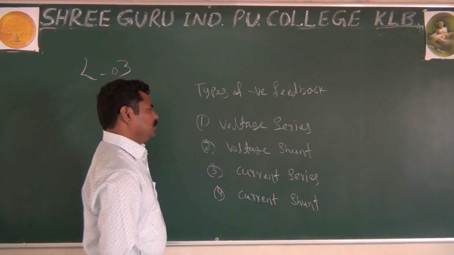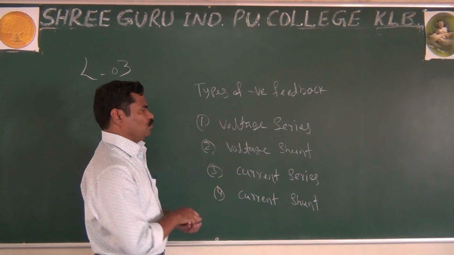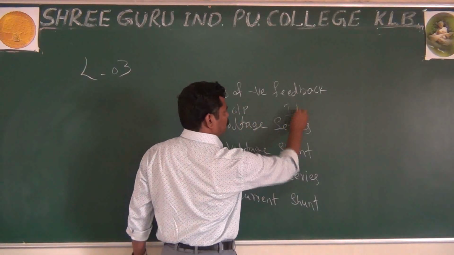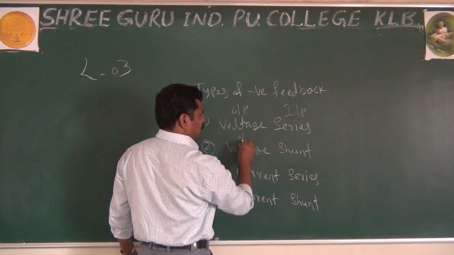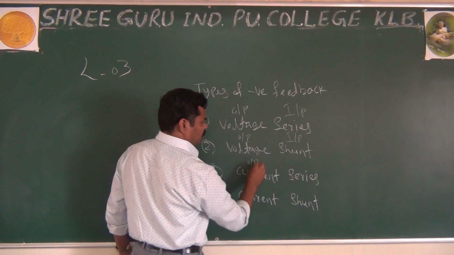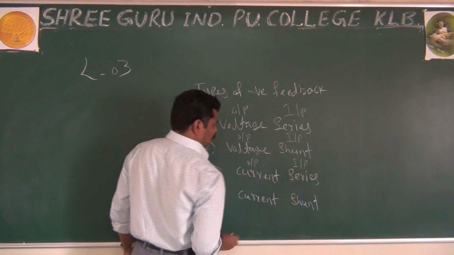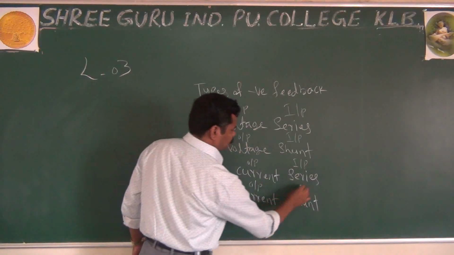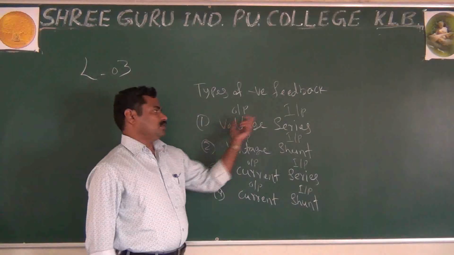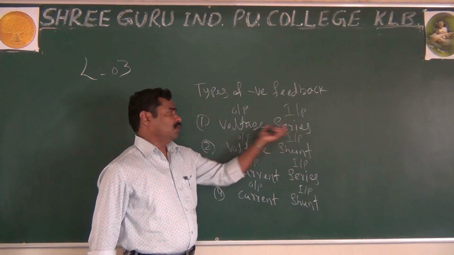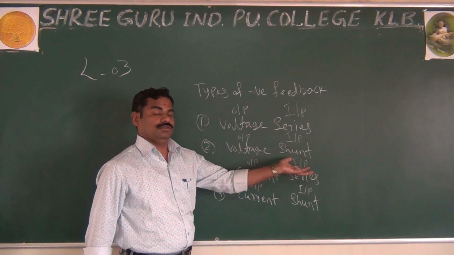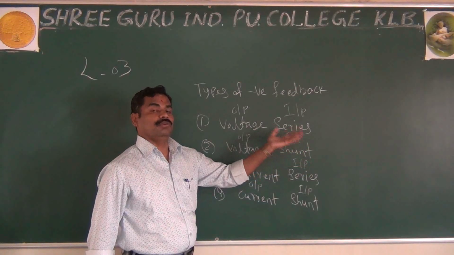I also gave some hints: the first word acts as the output, and the second word acts as the input. If you have this idea, then you can easily draw and remember the different types of feedback topologies. The first word is voltage, and where is the voltage? In the output. It means in the output you have to measure the voltage.